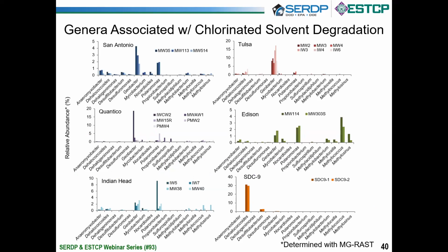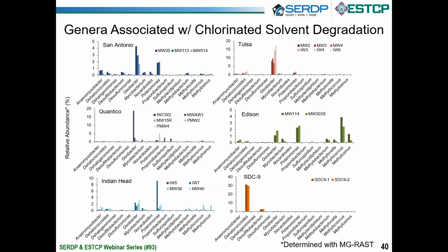Moving on to the results of the taxonomic analysis, this slide illustrates the relative abundance of genera previously associated with chlorinated solvent degradation. The 6 graphs include the data for the 5 sites and also for SDC9, shown on the bottom right. Between 2 and 6 groundwater samples from each site were analyzed. The genera of known degraders are shown on the x-axis and the relative abundance on the y-axis.